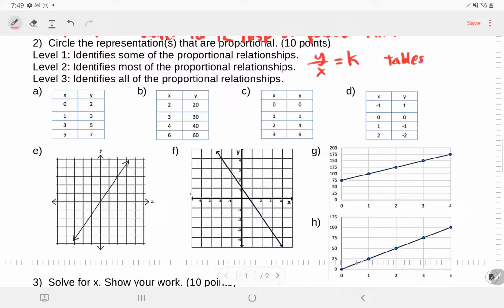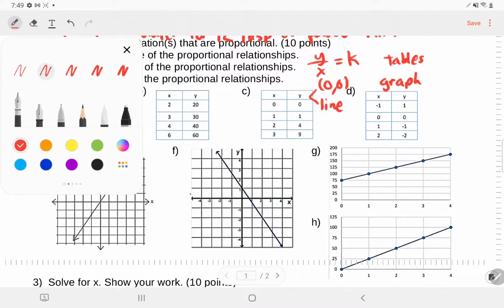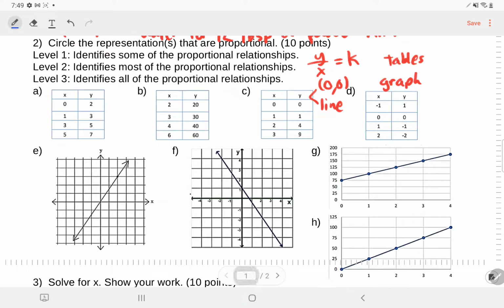Okay? That's when we're looking at tables. And if we're trying to determine if a graph is proportional, then we need to see that it goes through the origin, 0, 0. And it also needs to be a line. So we're going to take a look at each one. Okay, we can see that 0 times a number will never give us 2. 1 times 3 will give us 3. Does 3 times 3 give us 5? No, it doesn't. So this is not proportional.